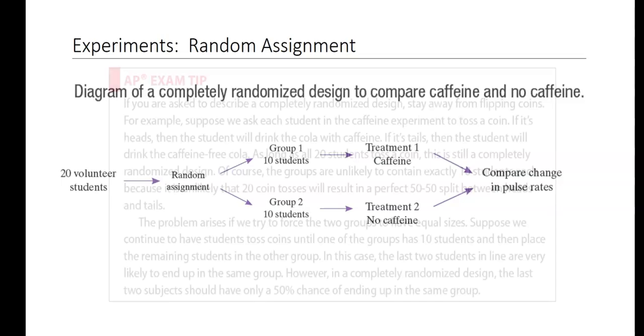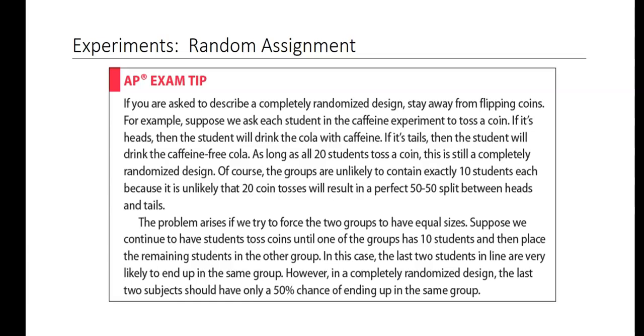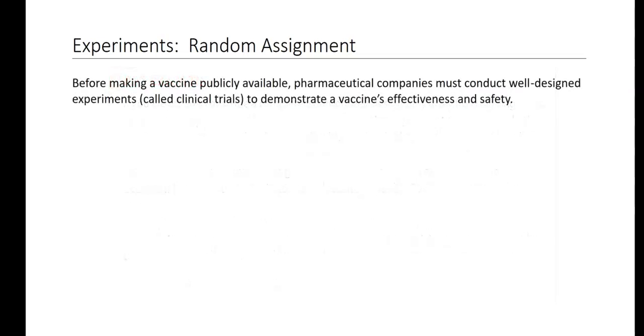So find the results. If you were asked to describe a completely randomized design, stay away from flipping coins. It's kind of a nuance as to why that's bad, but we prefer not to use flipping coins. RandInt on the calculator is a great way to do it when you need to choose things randomly.